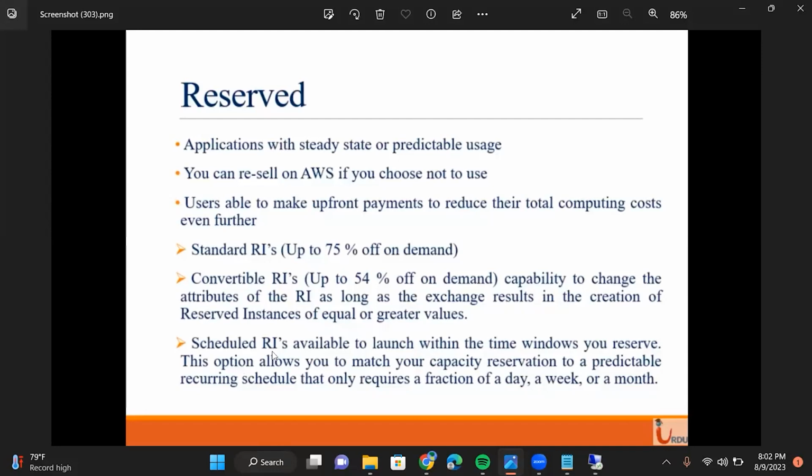In scheduled reserved instances, we have scheduled a time window, we have scheduled a duration, and in this scheduled duration, the instance is available to us. Let's see why we have these two. Scheduled RI is available to launch within the time window you reserve. This option allows you to match your capacity reservation to a predictable recurring schedule that only requires a fraction of a day, a week, or a month.